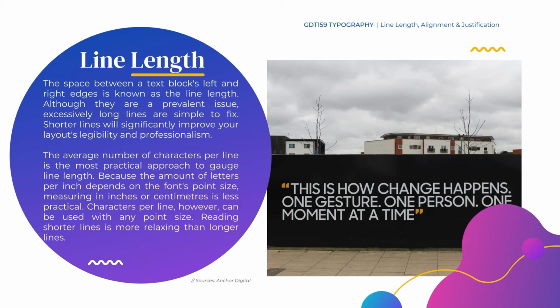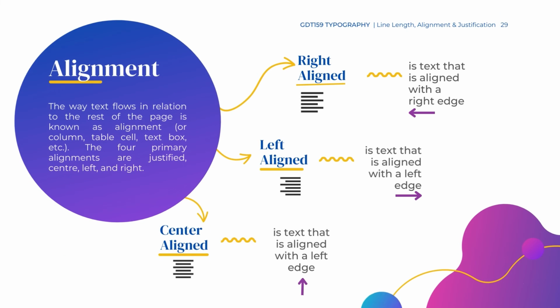Reading shorter lines is more relaxing than longer lines. Next is alignment. The way text flows in relation to the rest of the page is known as alignment. It is always found in a column, table cell, text box, etc. The four primary alignments are justify, center, left, and right.